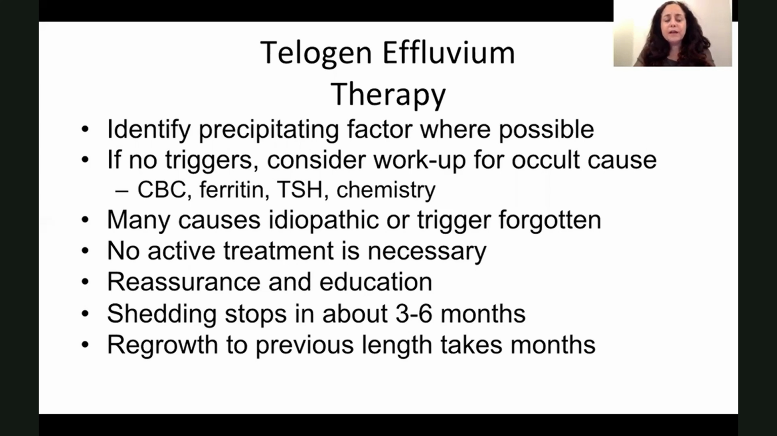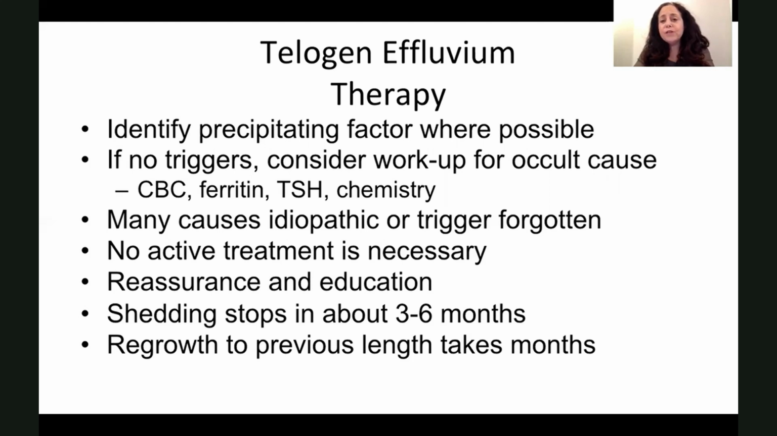In terms of working it up, it's important to identify the precipitating factor where possible. So sometimes patients, you'll know they just had a major illness or a surgery. If there's no obvious trigger, consider a workup for occult disease. And we typically would do a CBC, TSH, ferritin, and routine chemistry. Sometimes it's idiopathic.